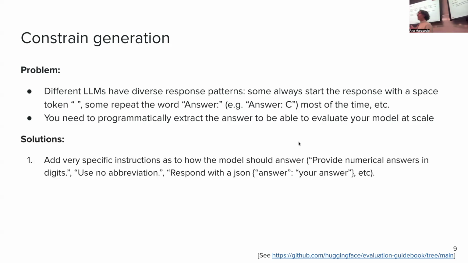Typically, we do that by adding very specific instructions about how the output should be presented. I mentioned that in my group, we like JSON, so we use that, but it can be whatever you like. Another way to constrain it is to give demonstrations. So if your demonstrations always give the answer in the very same way, the model will copy that, right? If you say "answer colon," it's going to repeat "answer colon."